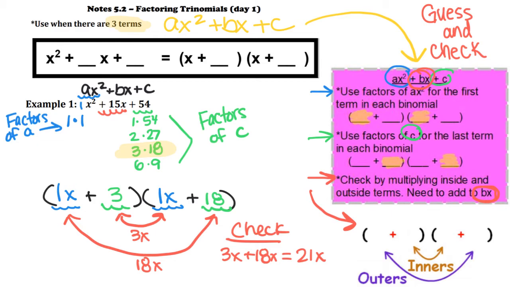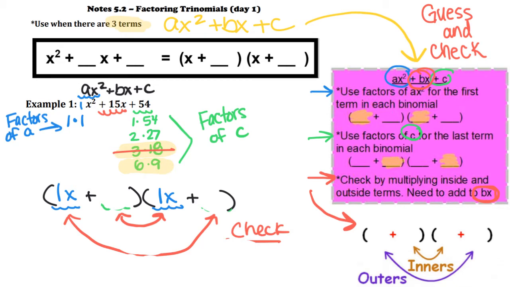I'm going to pull out the eraser here. I'm going to keep the 1x that I have in blue because I don't have any other options. It's really the pair in green that I need to alter. And we said the 3 and the 18 did not work, so let me try something else. Let's go with that 6 and 9 jumping out at me. So let's give that a try.